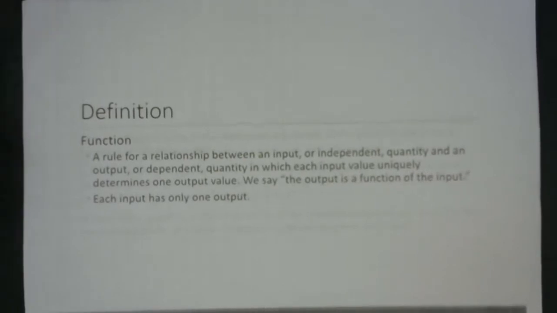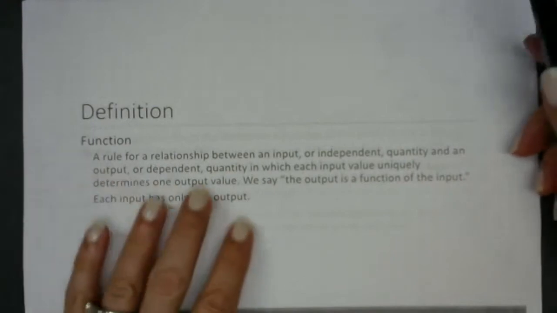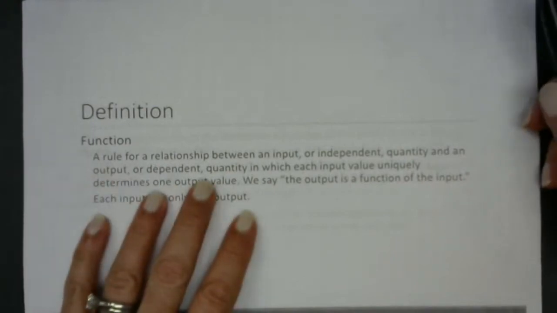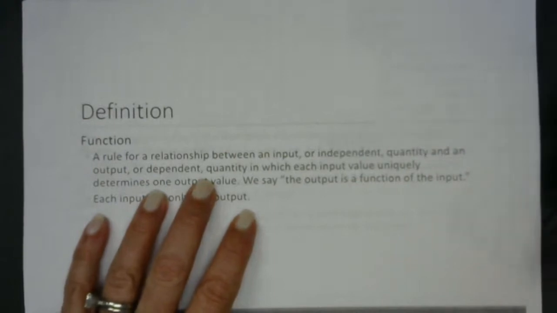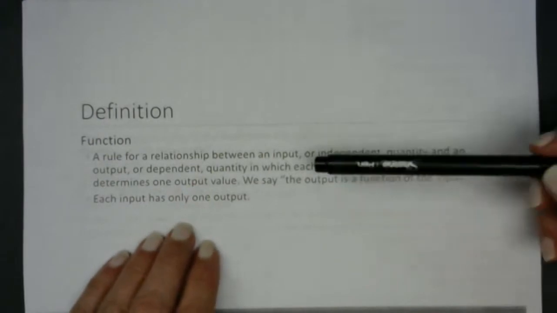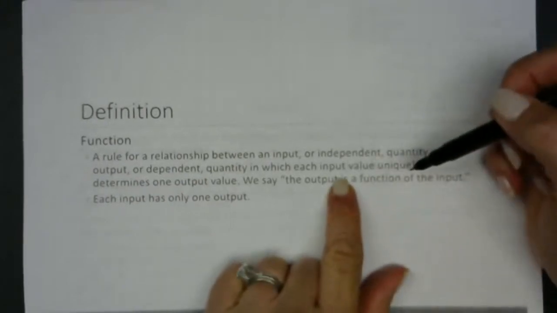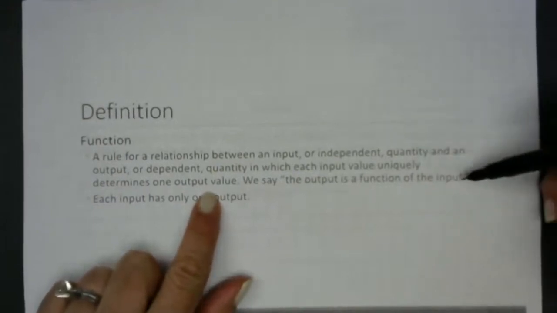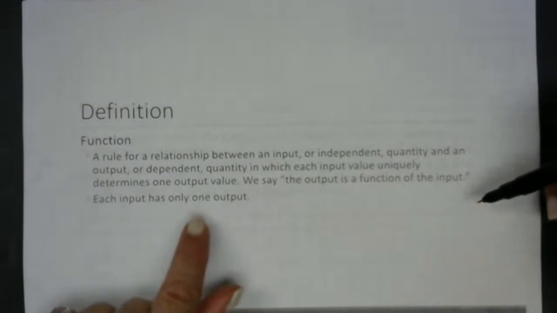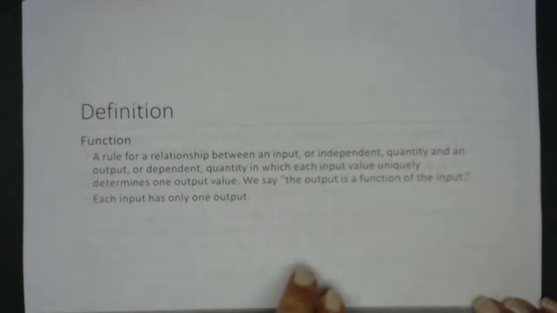What is a function? Very simply put, a function is a rule that describes a relationship between inputs and outputs. The inputs are referred to as the independent quantity or variable, and the outputs are referred to as the dependent quantity or variable. The key thing here is that each input value uniquely determines only one output value. We would say that the output is a function of the input. So the key point again is that each input results in one and only one output.